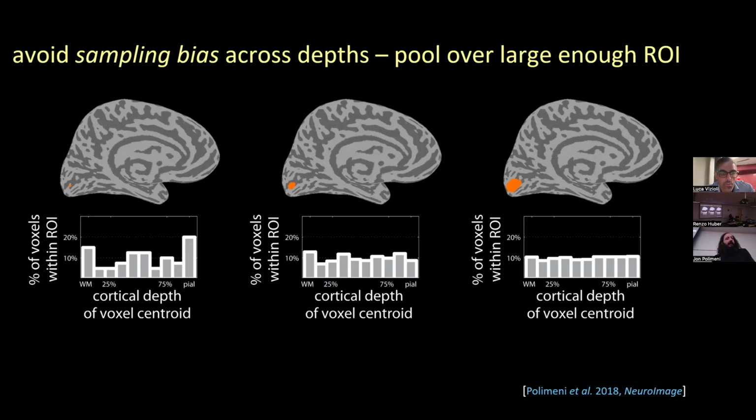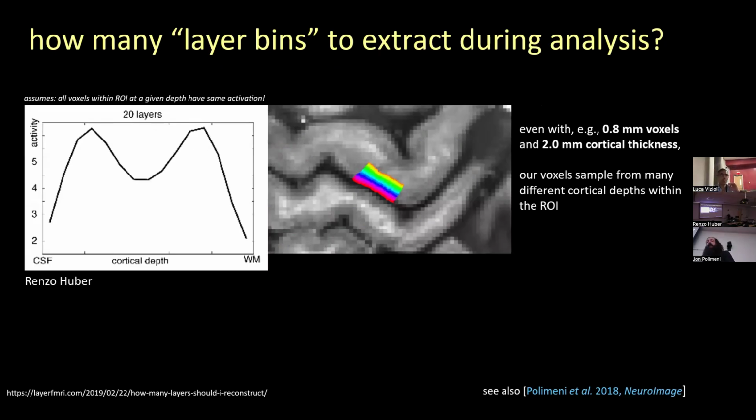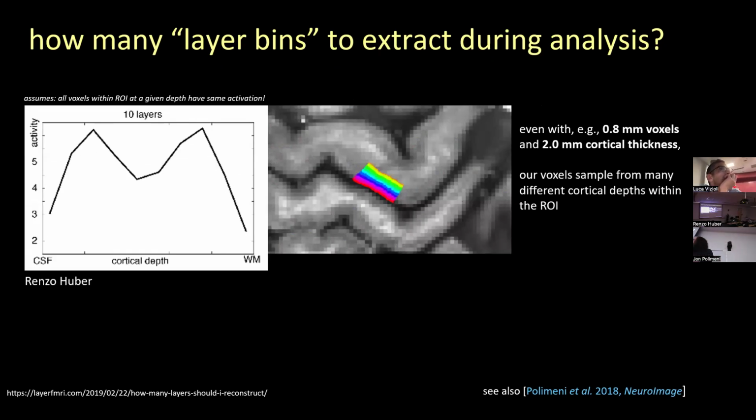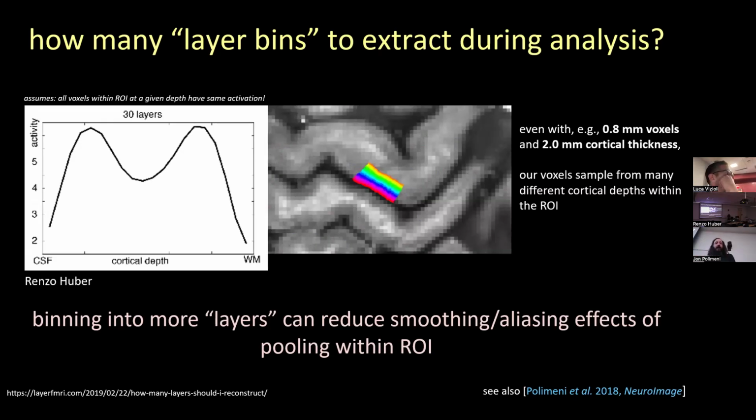So the big question then becomes, how many layer bins should we extract during the analysis? This is something that's, I think, quite counterintuitive. Even with 0.8 millimeter voxels and a 2 millimeter cortical thickness, you can define many, many cortical layers, depending on the size of your ROI and how much folding there is within the ROI. You can see here that if we go to 2, 3, 4, 5, even 10 layers, by binning into more layers, we can reduce the aliasing effects of pooling within this ROI.